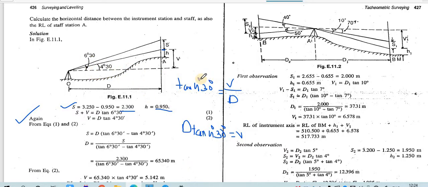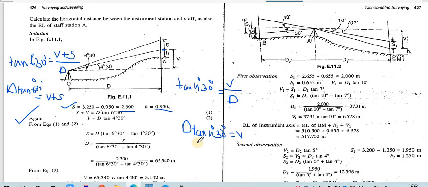In the second case, we need to consider both. So in that case, the formula will be tan 6 degree 30 minutes equals to what? The total height will be V plus S, divided by D. So the second equation is coming out to be D tan 6 degree 30 minutes equals V plus S. Okay, so these are the two conditions.